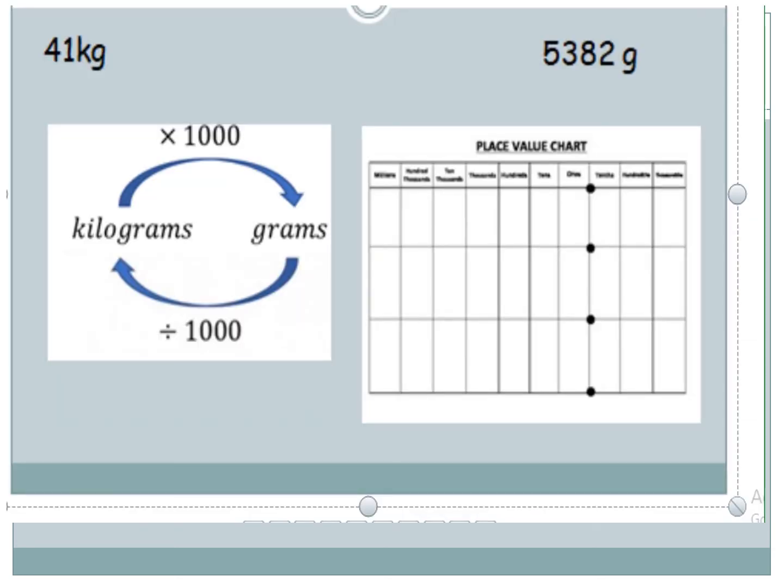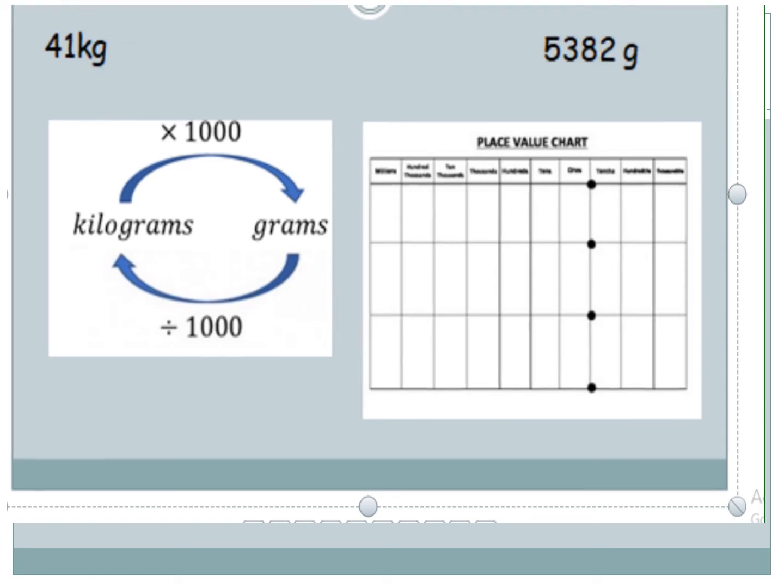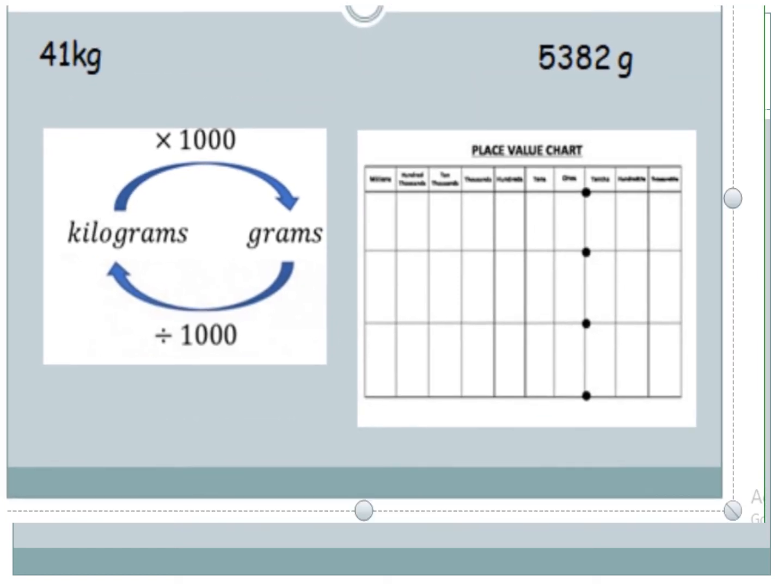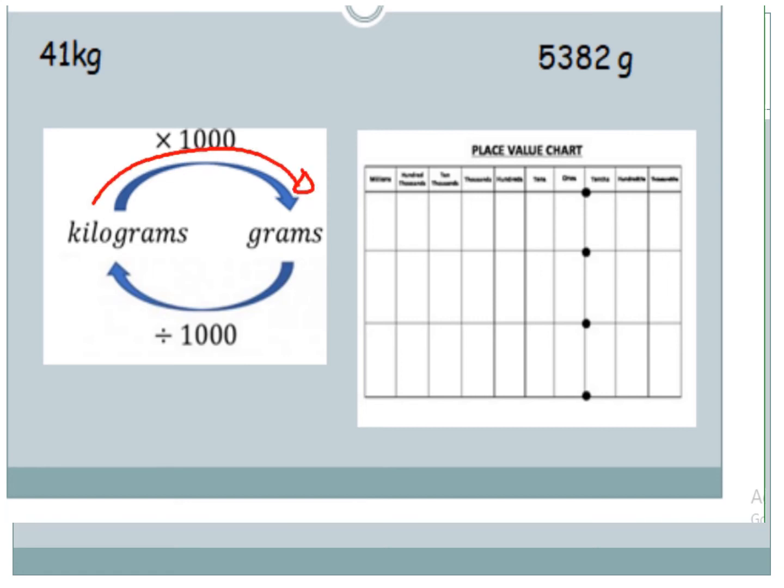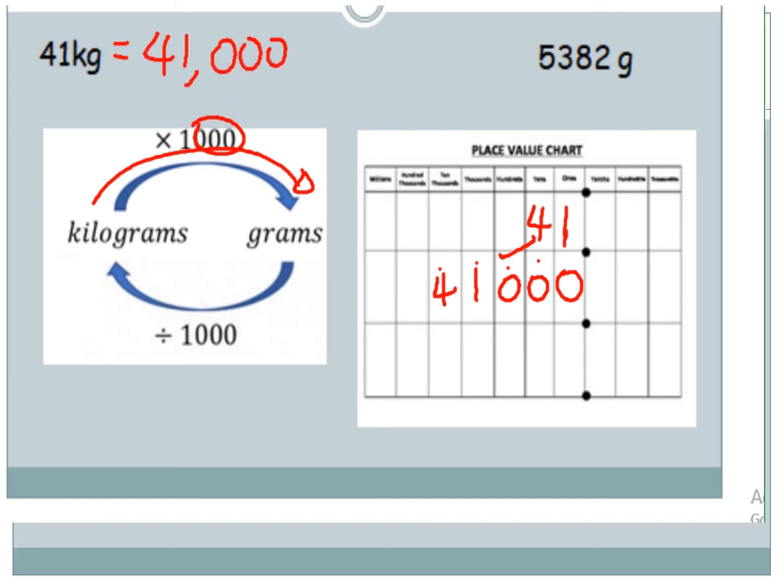So, 41 kilograms. We are converting that to grams, so we are following the arrow around. It's going to be times by 1000. So you write your 41 into your place value chart, and we're going 3 spaces to the left. 1, 2, 3. Place values, placeholder zeros. So that would give you 41,000 grams. Please make sure you write the unit as well.